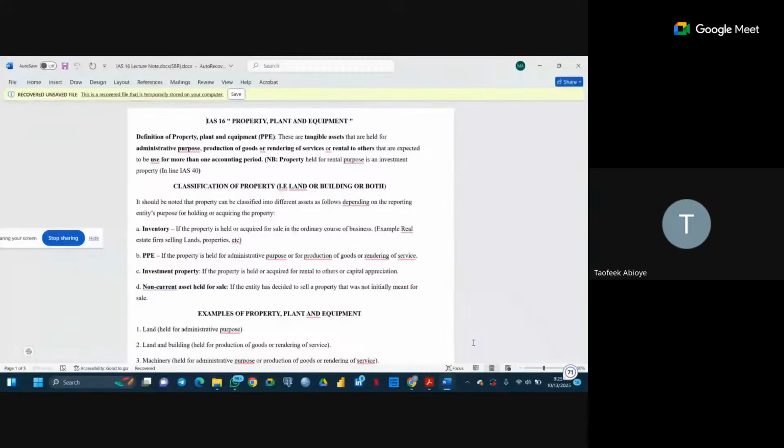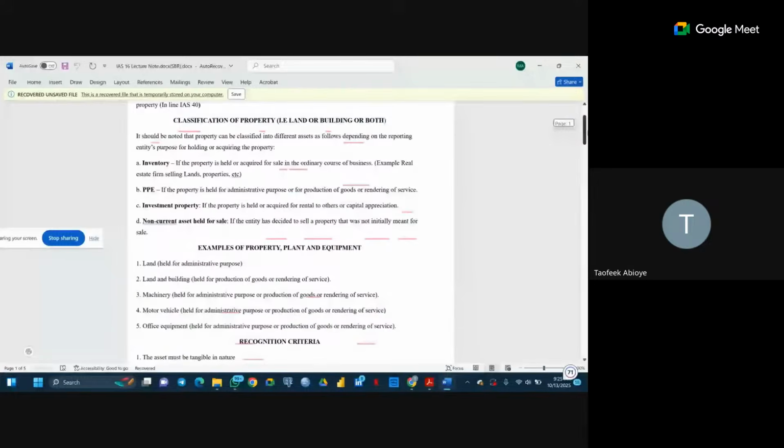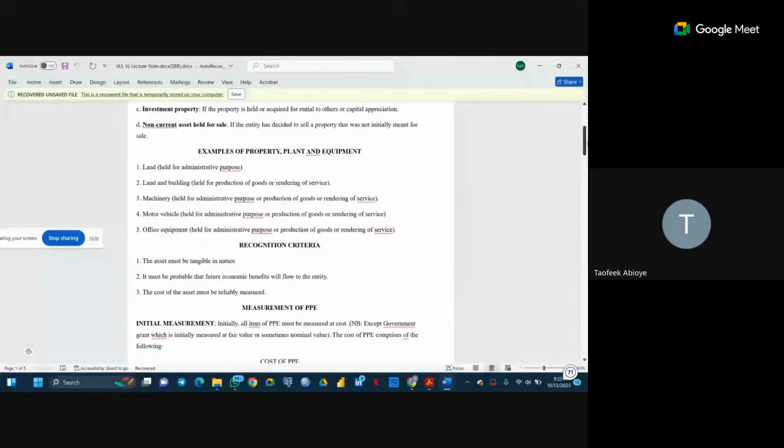We have PPE, which is what we use for administrative purpose. We have investment property, which is the property, land, or building, or land and building that have been held for rental to others or for capital appreciation. So, what are the examples of property, plant, and equipment? What we just discussed is the classification. So, examples of property, plant, and equipment under IAS 16: we have land held for administrative purpose. Land and building held for production of goods or rendering of services. We have machinery, we have motor vehicles, we have all these equipment.